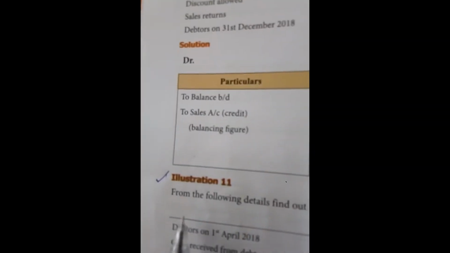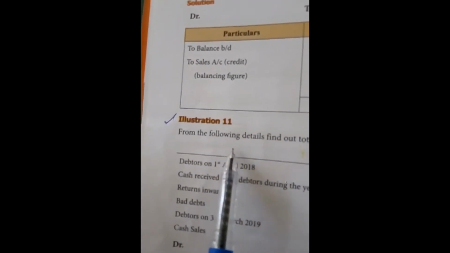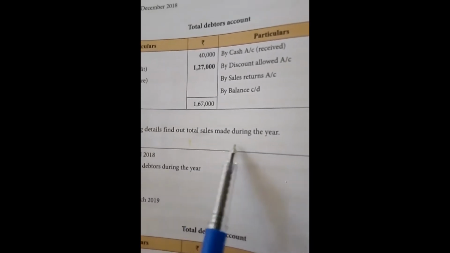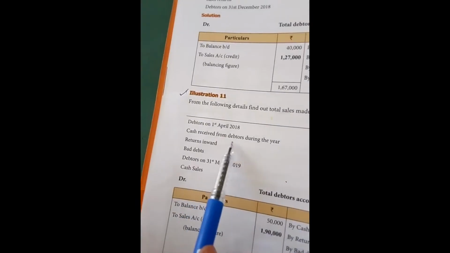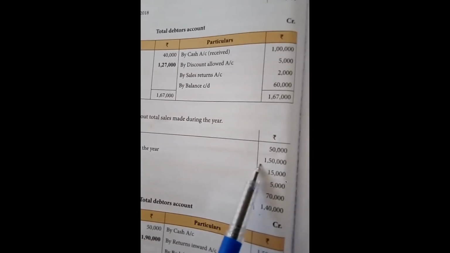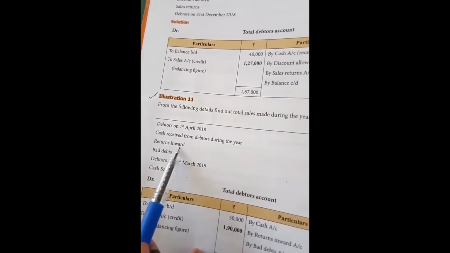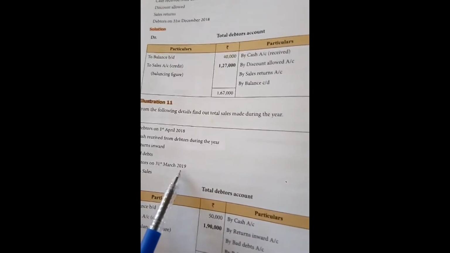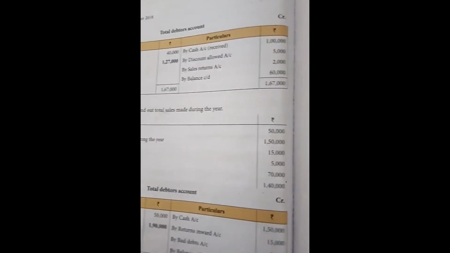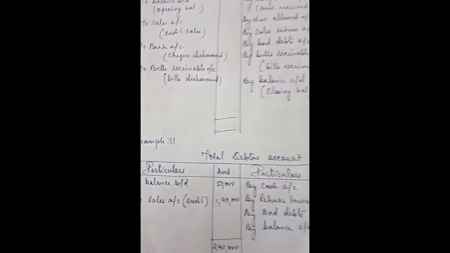Now let me explain to you illustration 11. From the following details, find out total sales made during the year. Debtors on 1st April 2018, 50,000. Cash received from debtors during the year, 1,50,000. Returns inward, 15,000. Bad debts, 5,000. Debtors on 31st March 2019, 70,000. Cash sales, 1,40,000. Now let us see the solution for illustration 11.